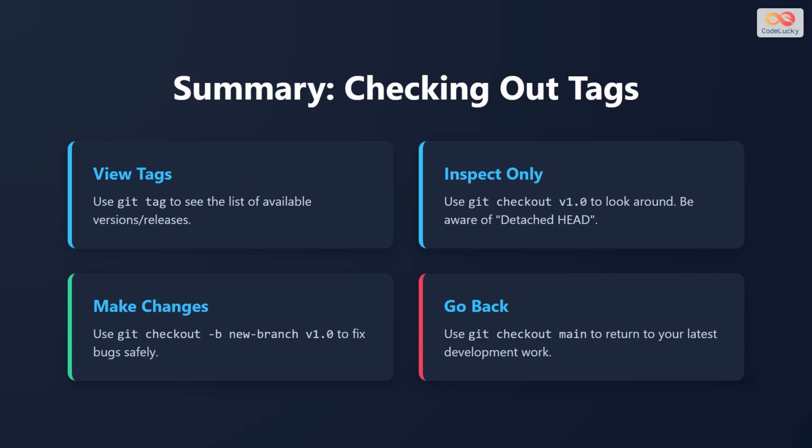To recap, use git tag to find versions. Use git checkout tag name to look around, but remember you are in a detached head state. If you need to make fixes, always create a new branch. And finally, check out main to get back to your current work.